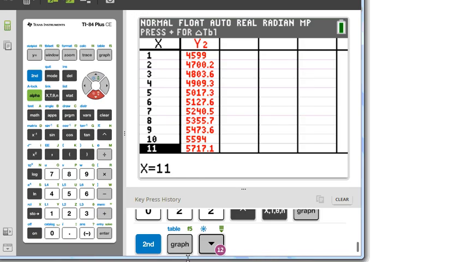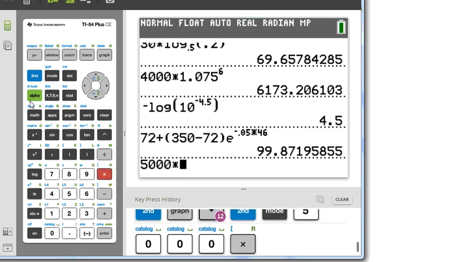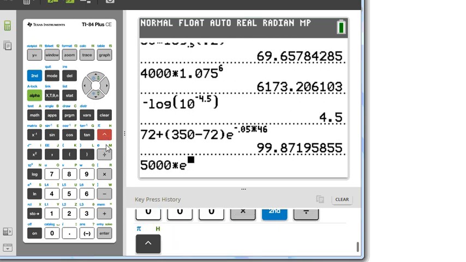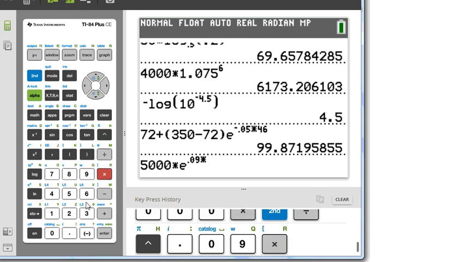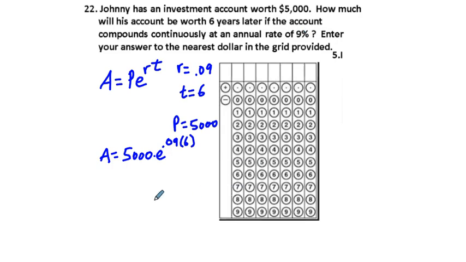So go in the calculator. We have 5,000 times e to the power of 0.09 times 6. We get 8580. And I had some people who put the 0.03. If you put 0.03, I guess I should give you credit for that, but the nearest dollar is 8580. If you put 0.03, I still gave you credit for it, but it really should be 8580.